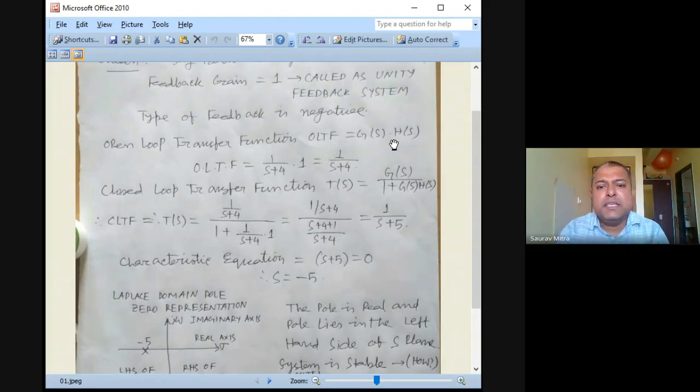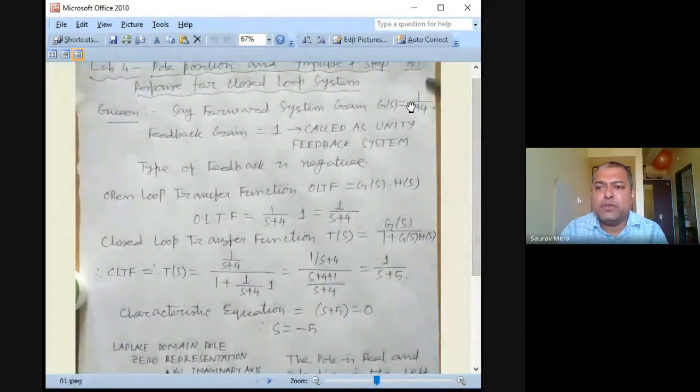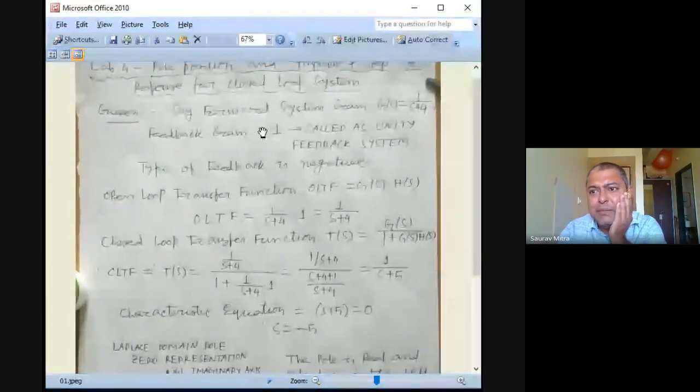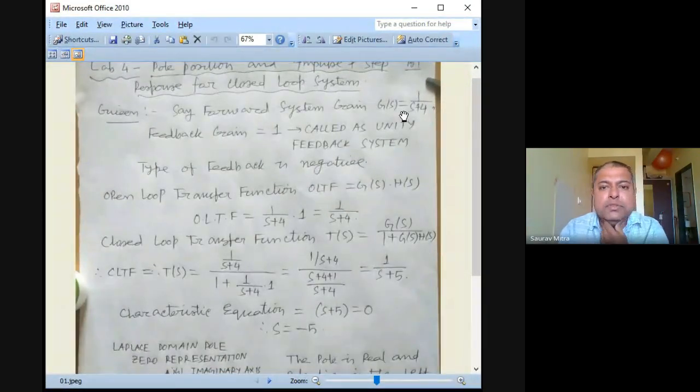Forward gain G(s) in this case is given by 1 by s plus 4, so some function will be given to you. H(s) can be another function, so H(s) can be s, or 1 by s plus 2. They are all functions of s because we are finding the transfer function in the Laplace domain. So G(s) is 1 by s plus 4. H(s), the feedback gain, is equal to 1. In this case it is called unity feedback.